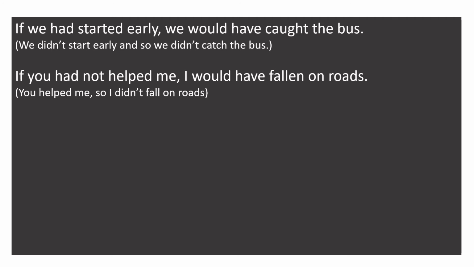That is, using the if conditional, how would we express this? If you had not helped me, I would have fallen on roads. But the other person helped the speaker, and so the speaker didn't need to fall on roads.